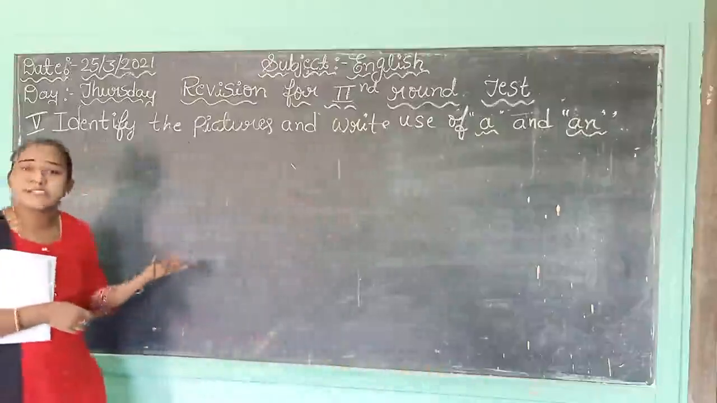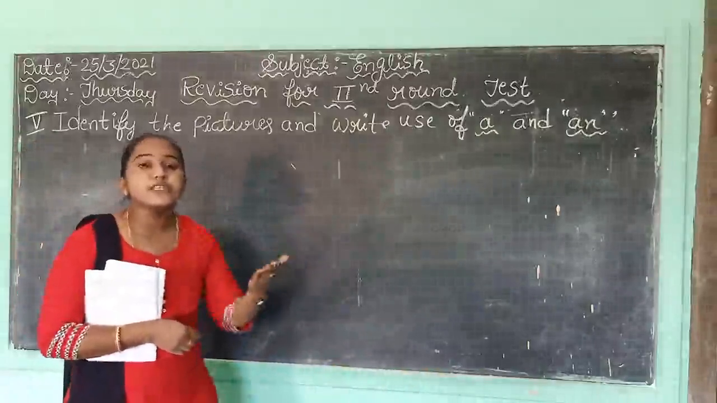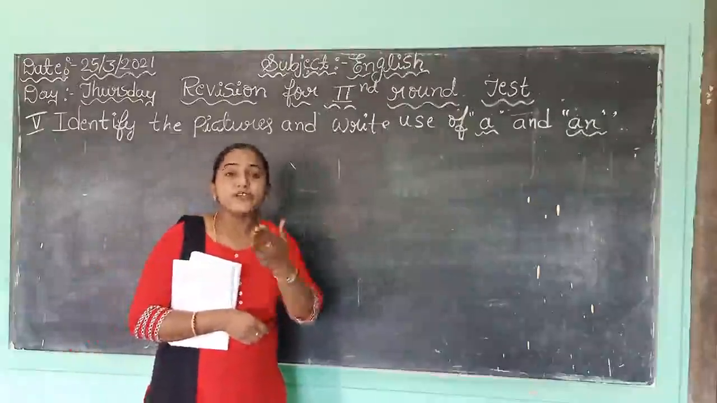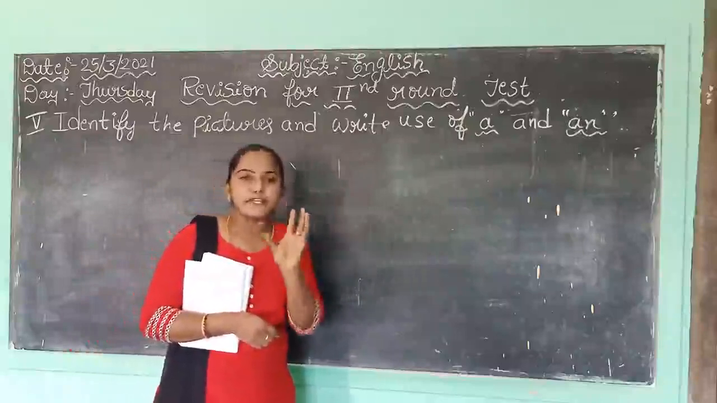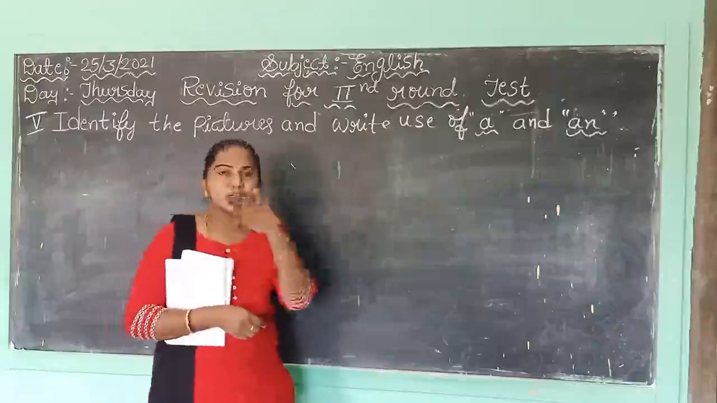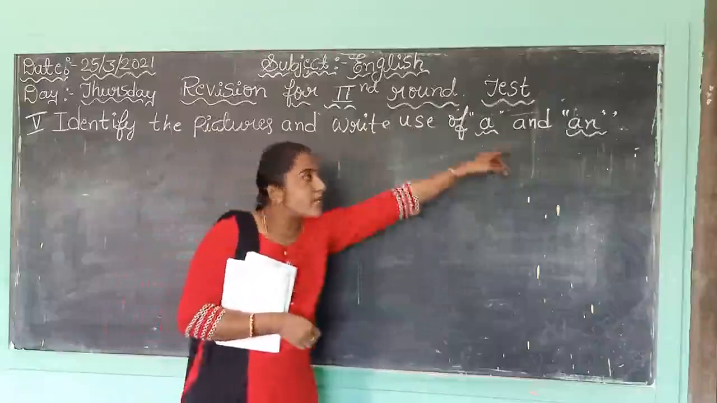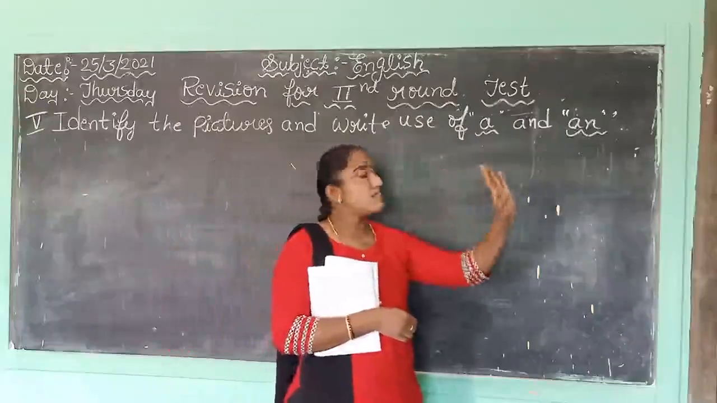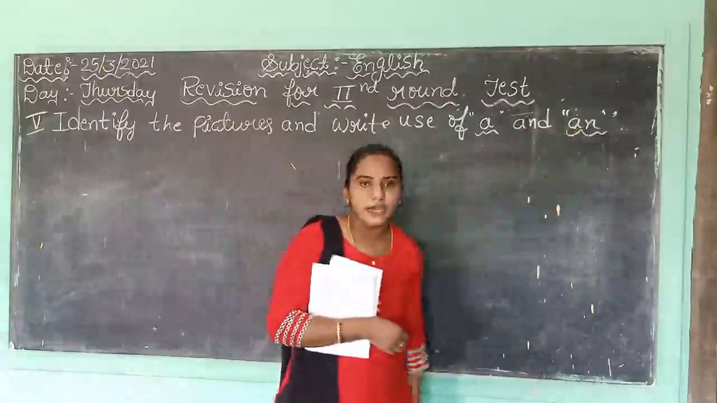You already learned in the previous class also about the articles "a" and "an". So, when your word begins with a vowel sound letter A, E, I, O, U, we must use "an" before the word. Vowel sound letters before the words, we use the article "an".